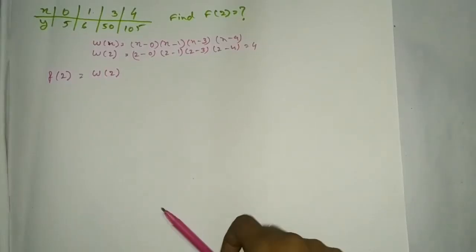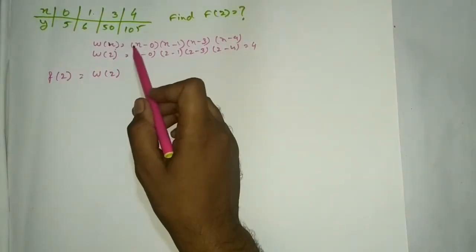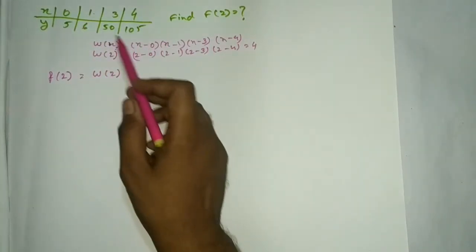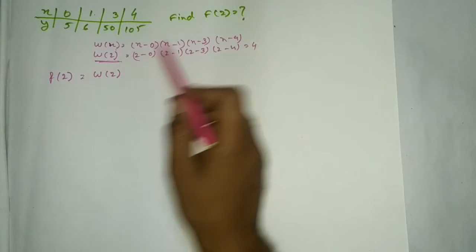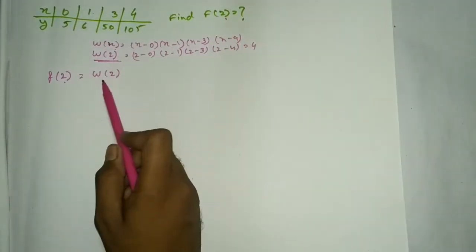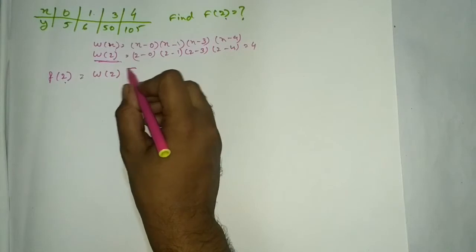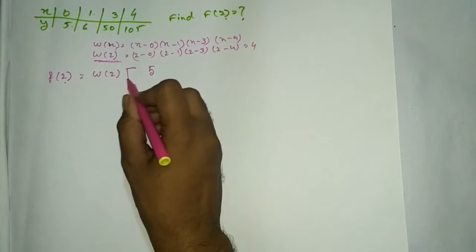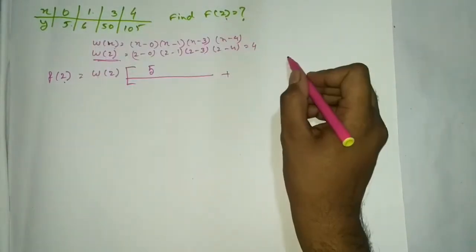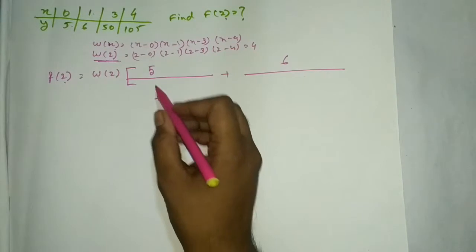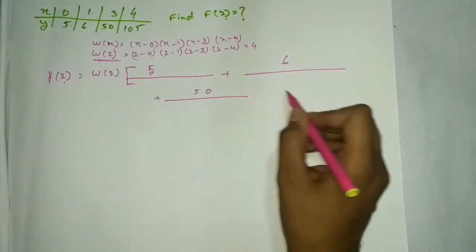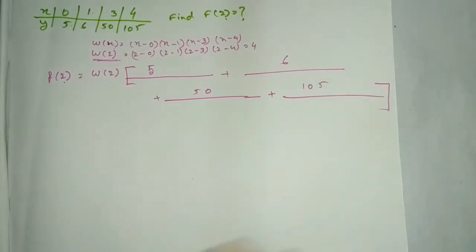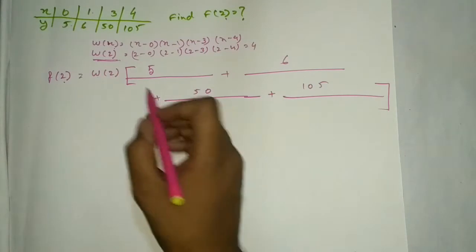So for the second problem, here 4 pairs of x and y are given, and we need to find f of 2. Here I have written w(x), and we need to find w(2) because here x is given, x equals 2, so we need to find f of 2. Here w(2) is 4. Now it is similar to the previous problem. Write down the y values at the numerator of these 4 parts.